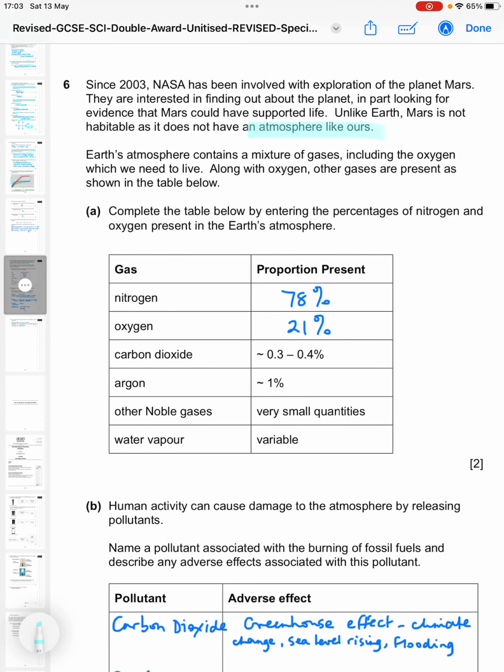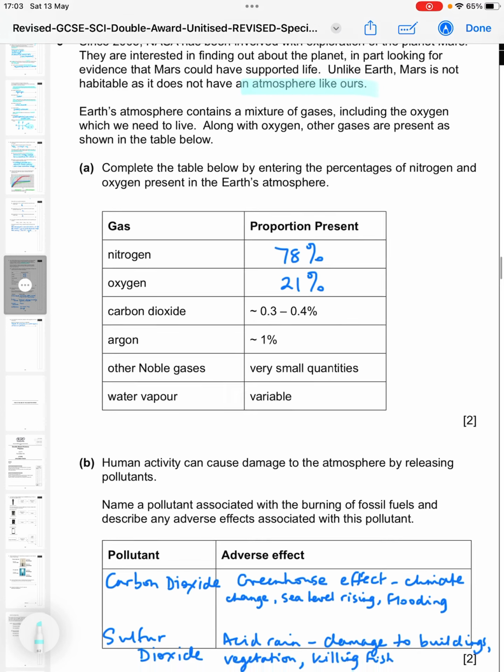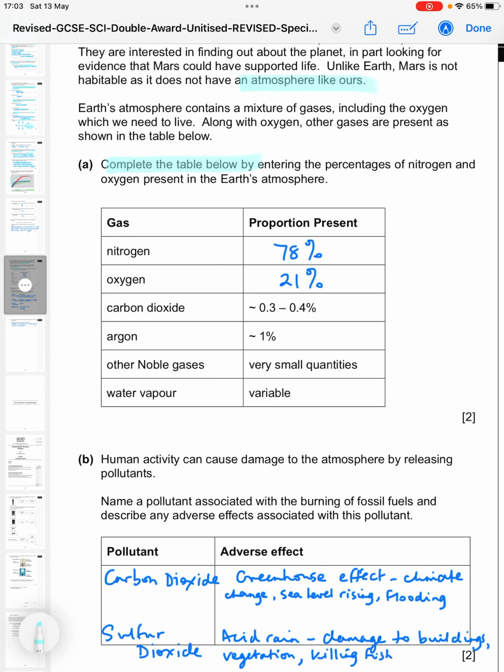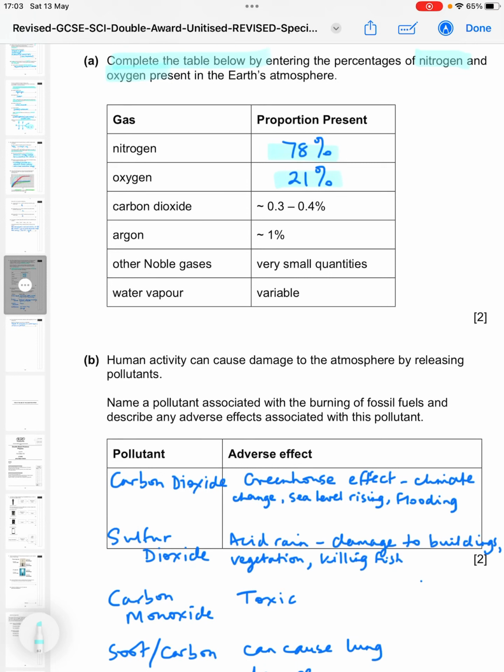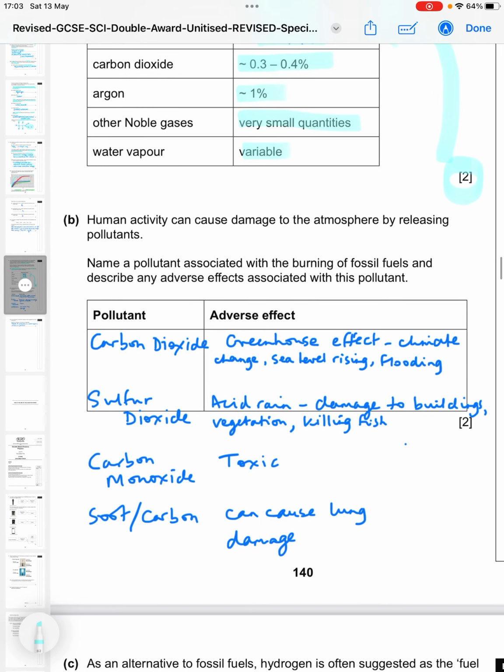So Earth's atmosphere contains a mixture of gases, including the oxygen we need to live. Along with oxygen, other gases are present as shown in the table below. Complete the table by entering the percentages of nitrogen and oxygen present in the Earth's atmosphere. So nitrogen, 78, and oxygen, 21. And then you see the other gases that are given there: carbon dioxide, approximately 0.3 to 0.4, argon about 1, very small quantities of noble gases, and variable quantities of water vapour. So the 2 marks were for those answers there.